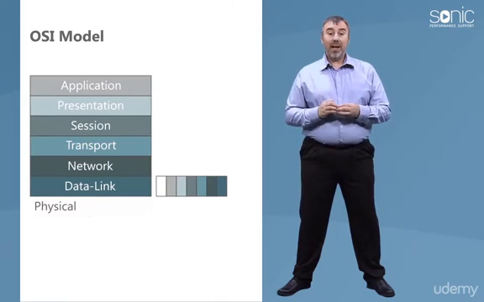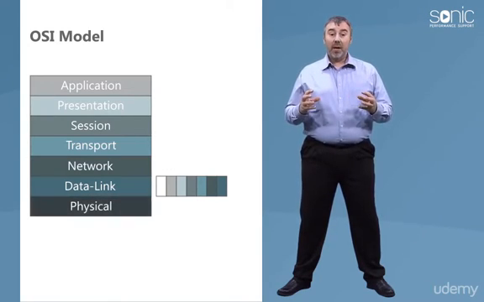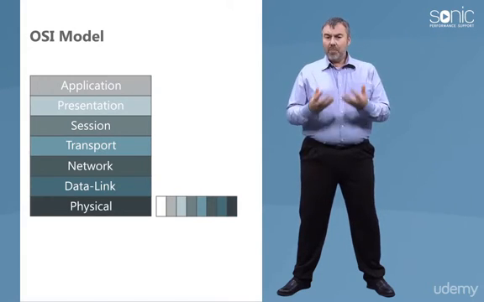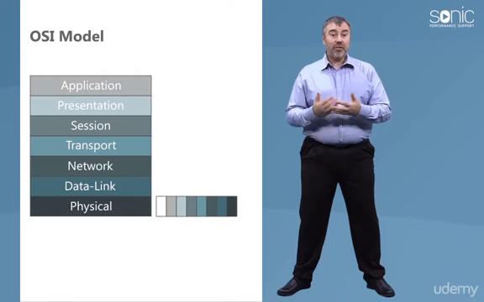Finally, sitting down at layer 1, we have the physical layer, which is where we find things like our network cables and dumb devices, devices with no intelligence at all, like a good old-fashioned hub.